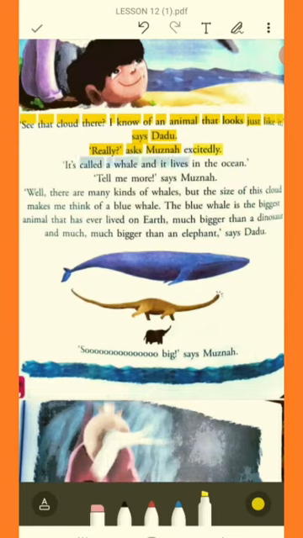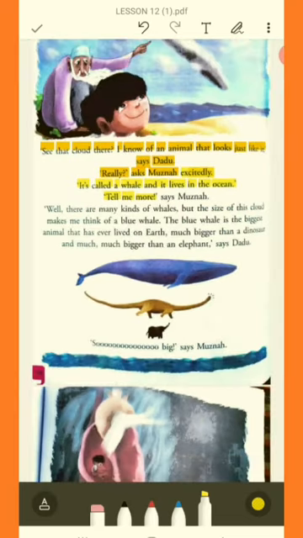it's called a whale and it lives in the ocean. You know ocean, right? So Dadu says, it's a whale and it lives in the ocean. So Muzna gets excited. He says, tell me more. Well, Dadu says, there are many kinds of whales. But the size of this cloud makes me think of a blue whale. Clear? So Dadu says, there are many kinds of whales. But looking at the size of this one, it reminds me of a blue whale. A particular kind of whale.